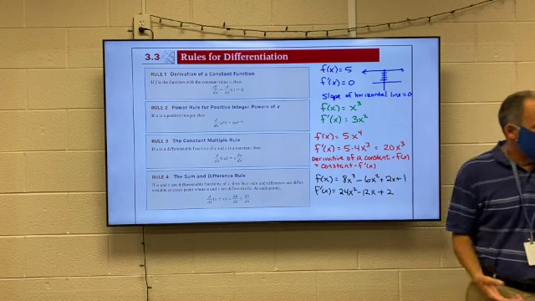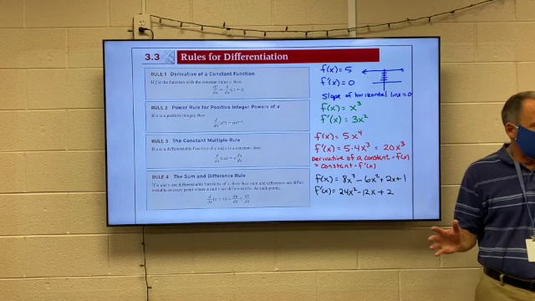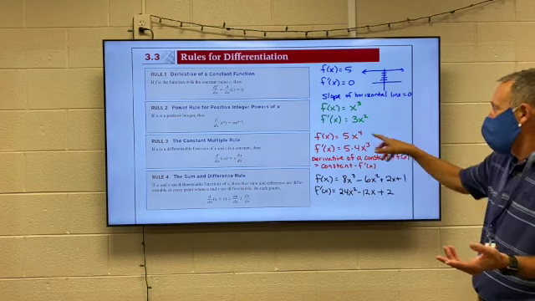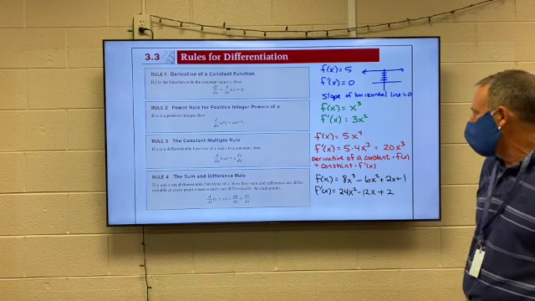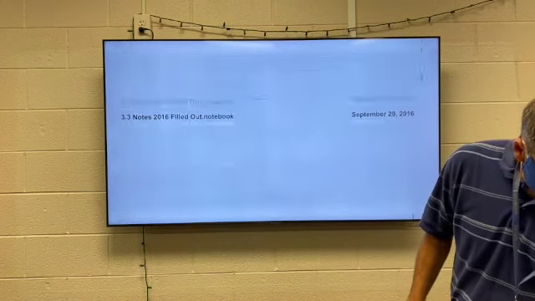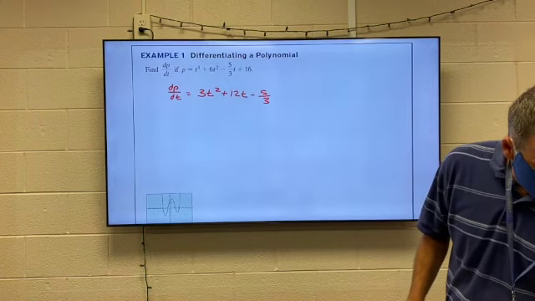So far, this is looking like a breeze, right? Pretty easy. The only thing you have to worry about is making sure you know how to do the power rule, and all the rest of it follows suit pretty well. So let's take a look at the next piece, an example.